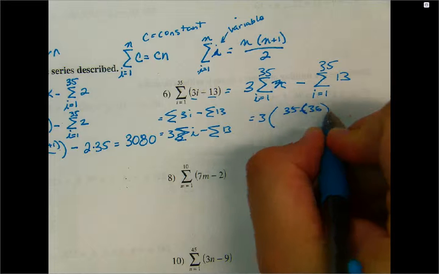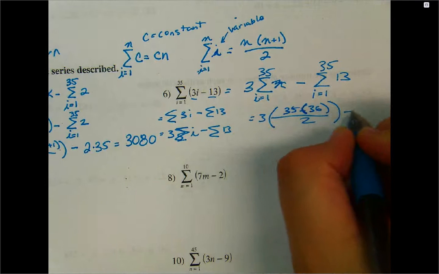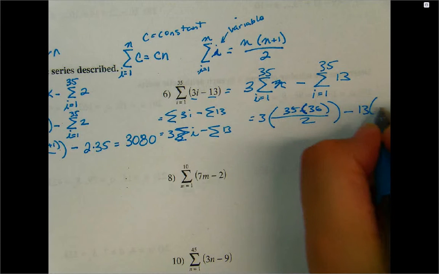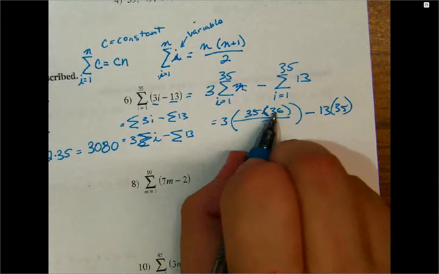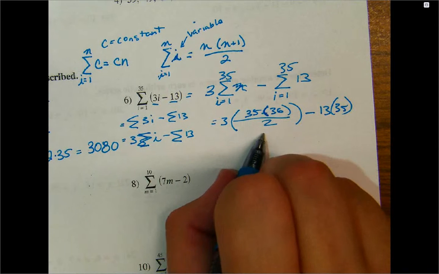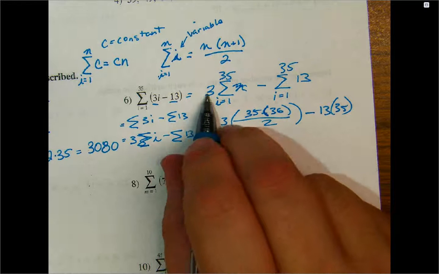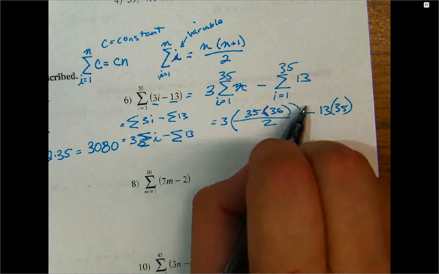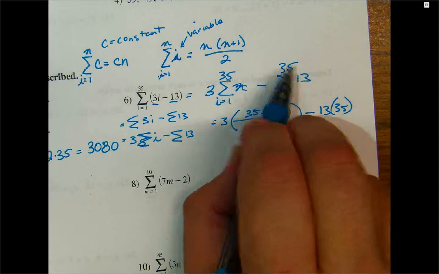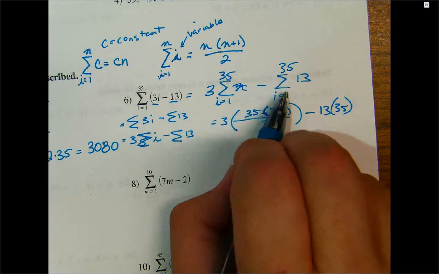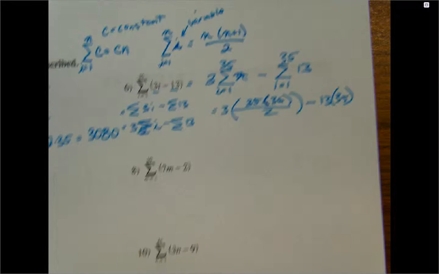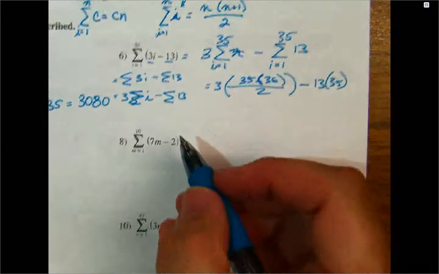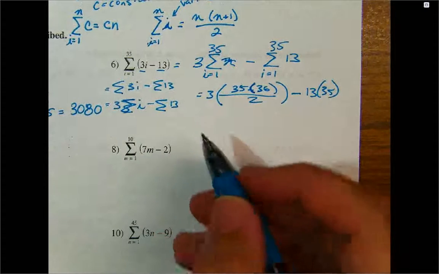Yeah, we use the n times n plus 1 divided by 2, but we have to multiply it by 3 because we had the 3 out in front. Right. And then minus, just take the number 13 times 35 because you're basically adding 13, 35 times. So minus 13 times 35. Then you plug it in the calculator and figure out what's up.